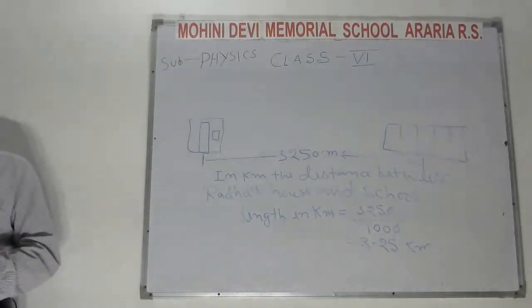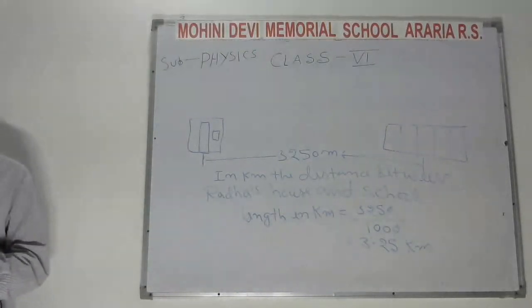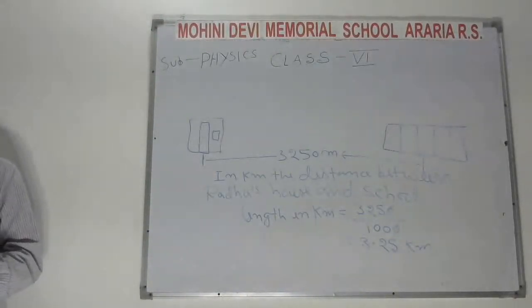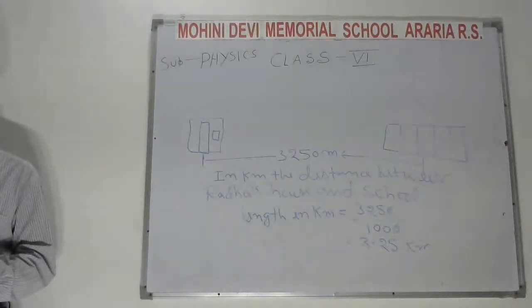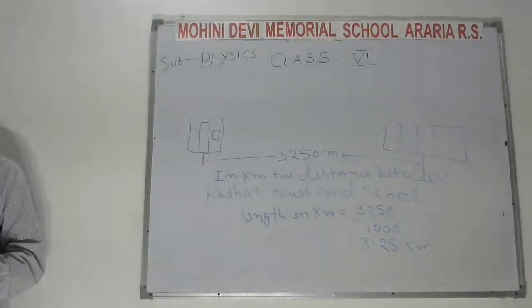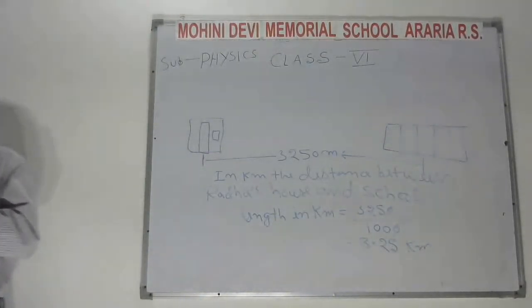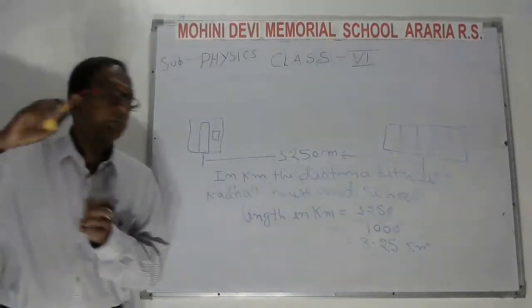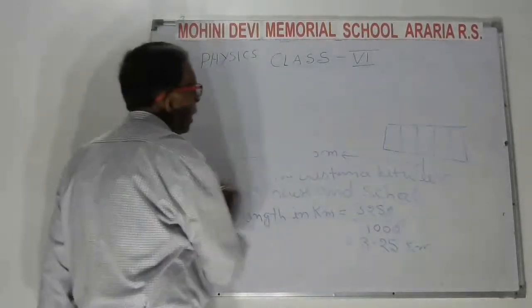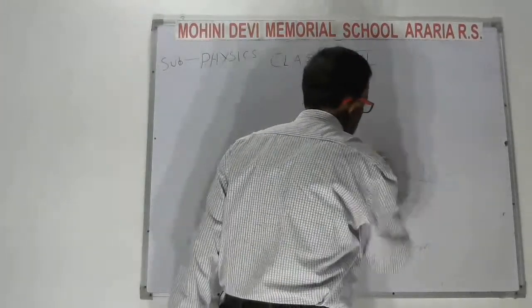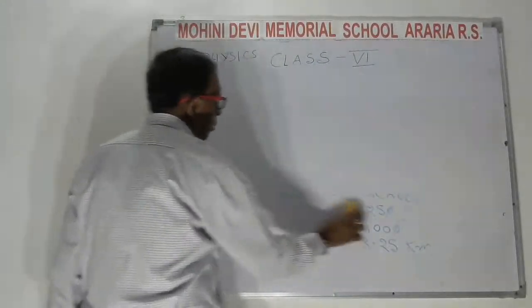And the seventh question: while measuring the length of a knitting needle, the reading of the scale at one end is 3 centimeter and at the other end is 33.1 centimeter. What is the length of the needle? See the question. Yes, I am drawing a diagram which will help you to understand this question very well.